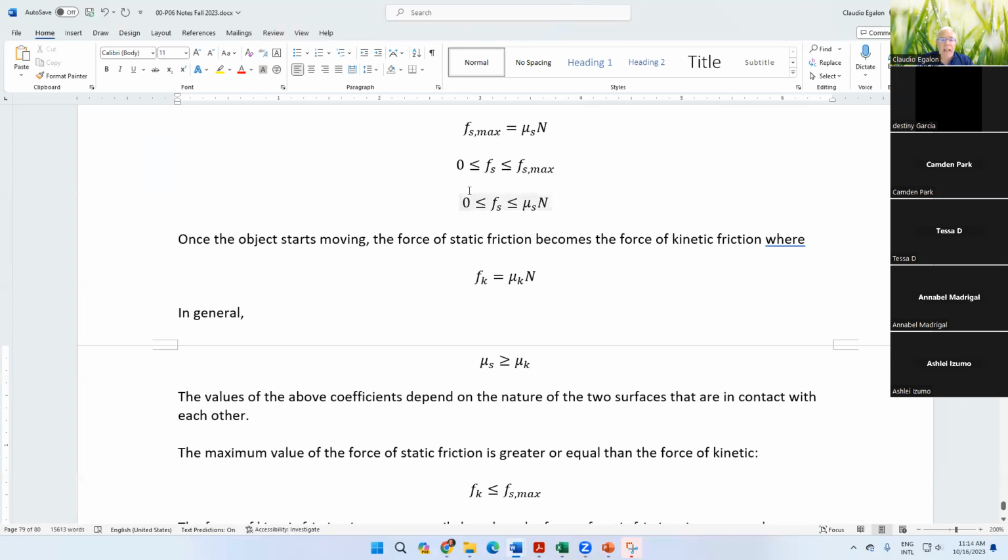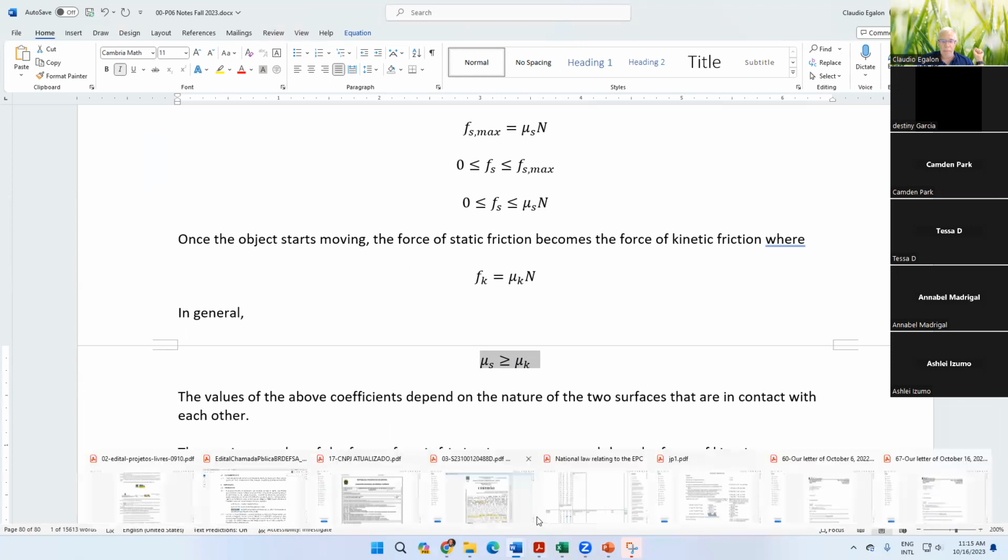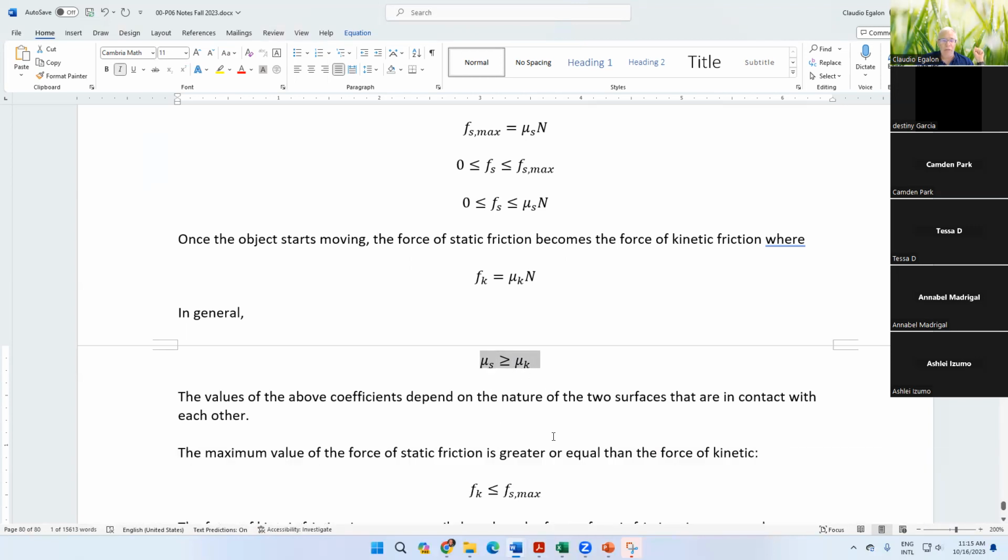Remember, the force of static friction can be anywhere between 0 and this value. That's why I'm saying the force of static friction by itself may be less than the force of kinetic friction. What I can tell you for sure is this relationship here, which always holds: the coefficient of static friction is always greater than or equal to the coefficient of kinetic friction.